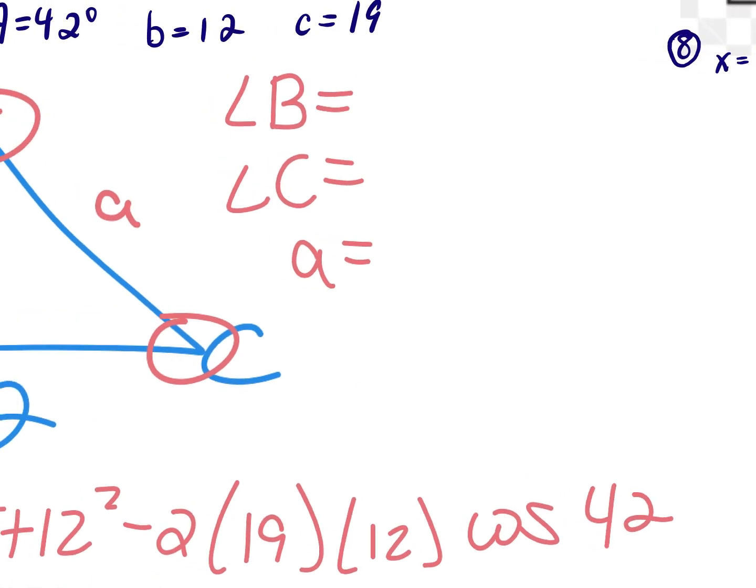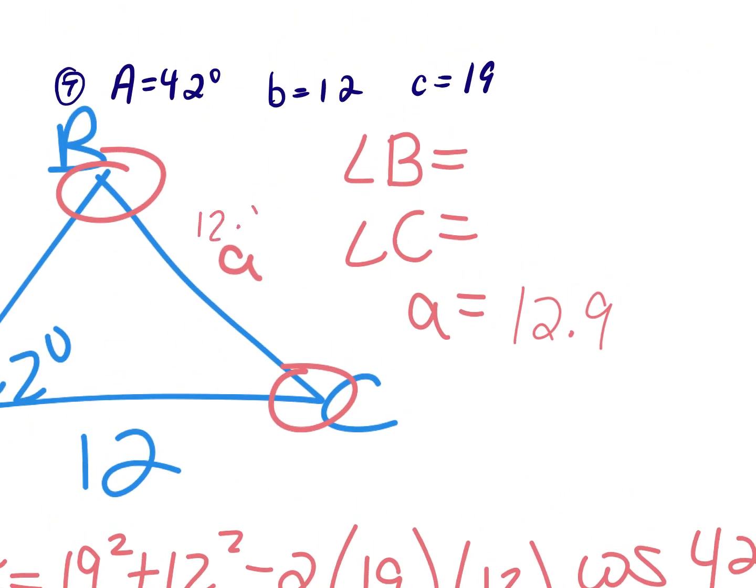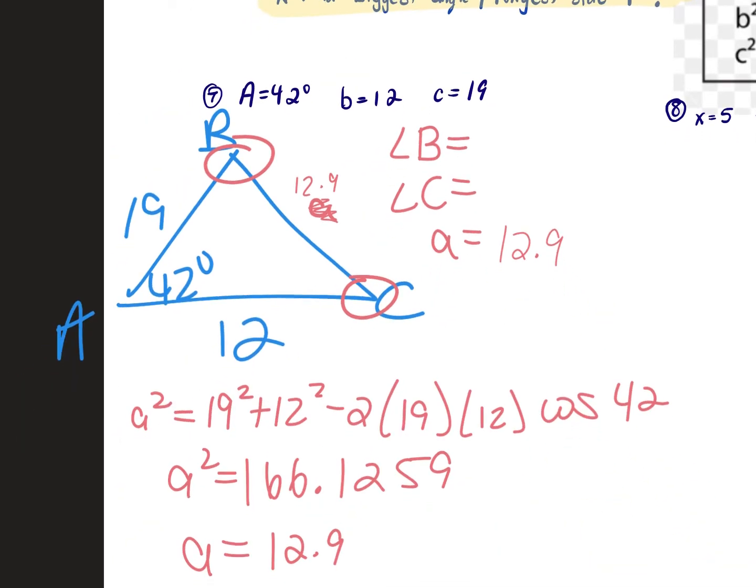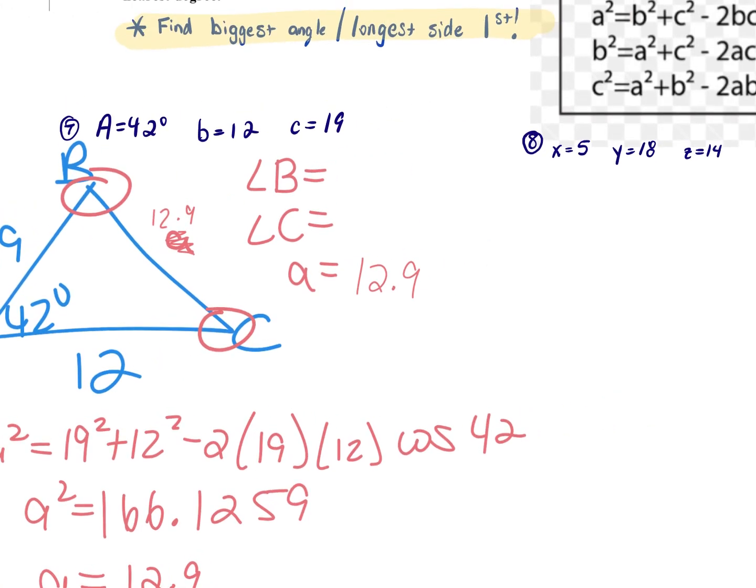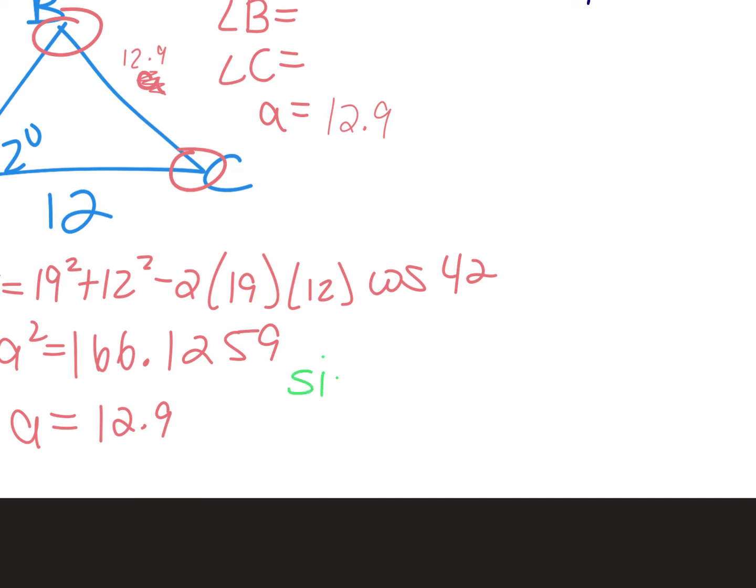I found A was 12.9. Once we find A is 12.9, guys, what can I do now? I can use the law of sines because I now have an angle measure and its corresponding side. So I'm going to say sine of A, so sine 42 over, I'm using 12.9. If you use 13, that's fine. Just tomorrow, round to where it says to.